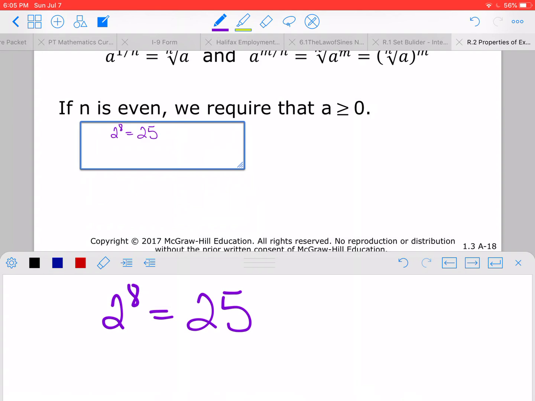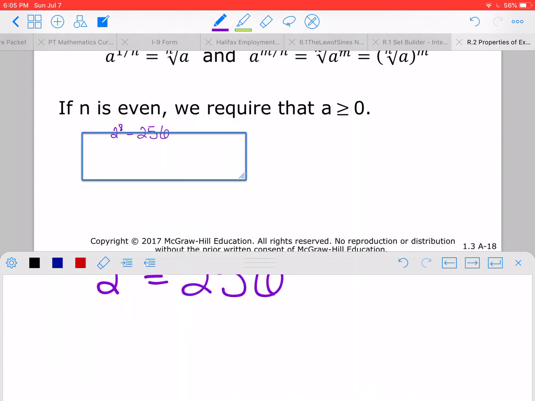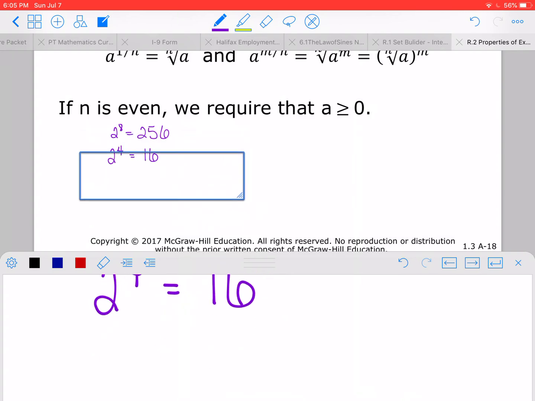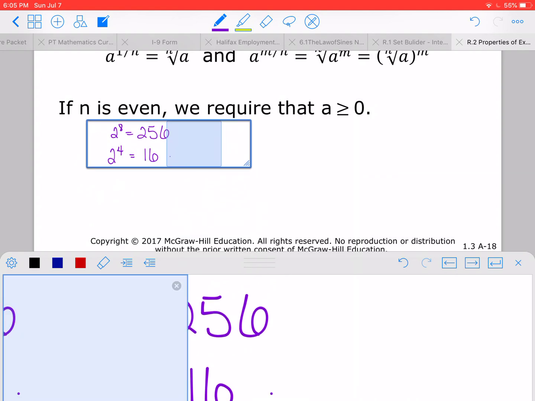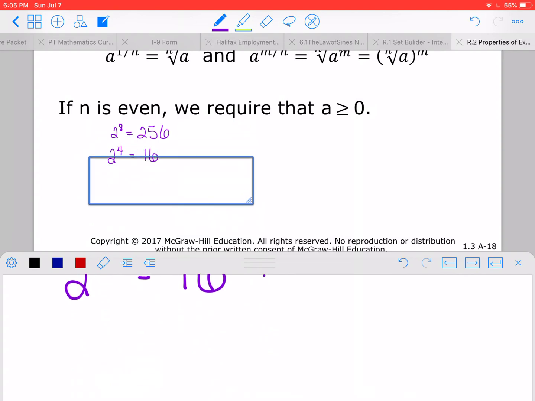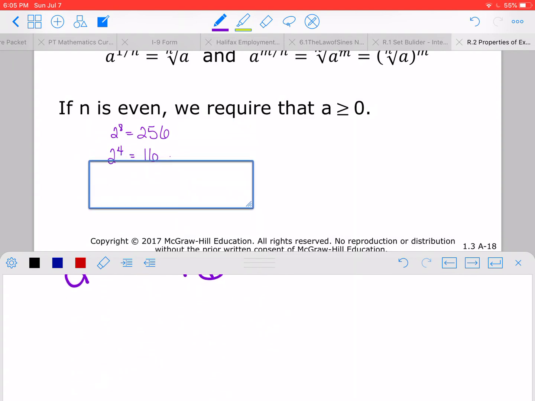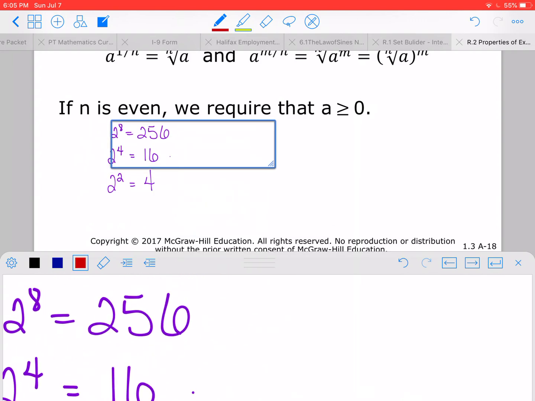I'm going to go down to 2 to the 4th. 2 to the 4th power is 16. So I've halved my exponent. 8 divided by 2 is 4. I'm going to half it again. 4 divided by 2 is 2. And we know 2 squared is 4. Okay, so what has happened here?